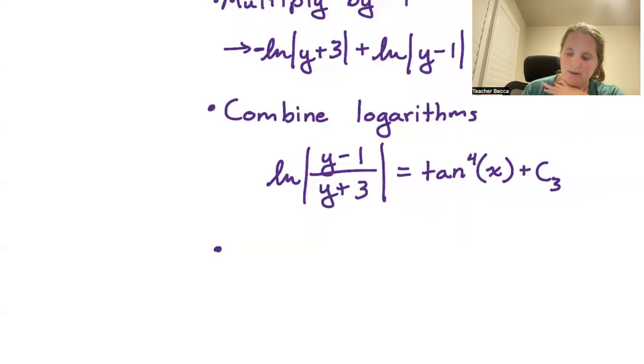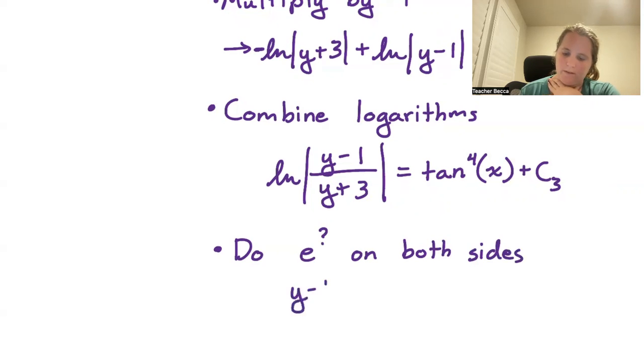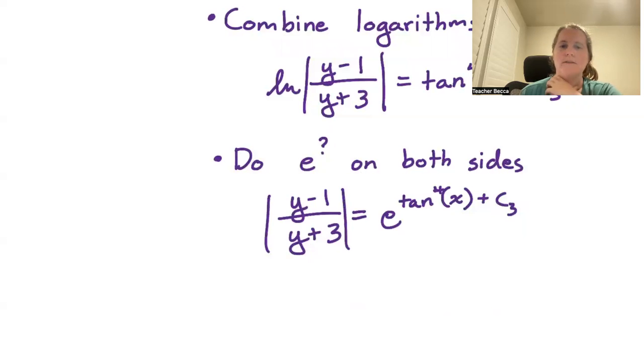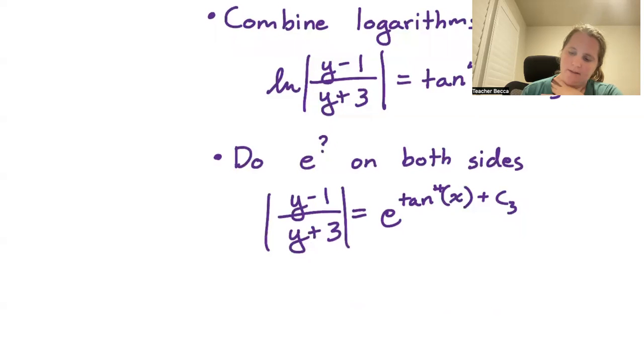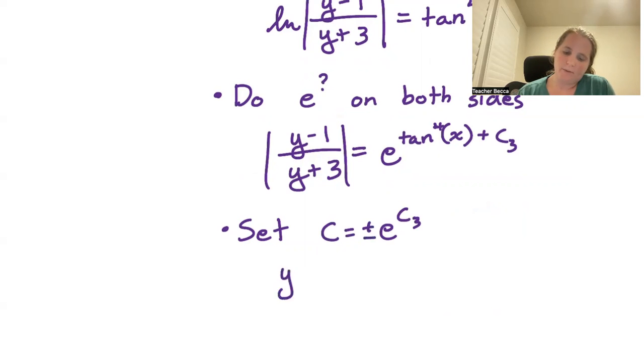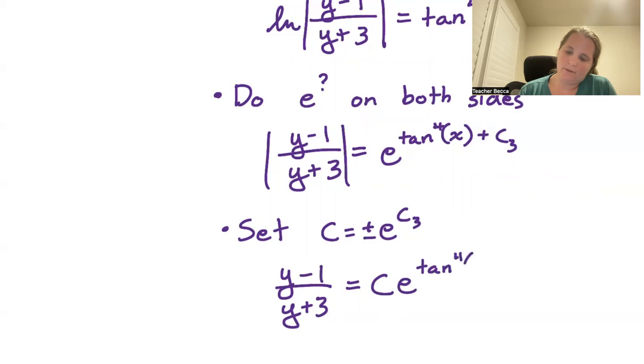Then we could do e to the power of both sides if you wanted. So this will become y minus 1 over y plus 3 is equal to e to the tangent to the 4th of x plus c3. Technically there's an absolute value here still. And then we can set C equal to e to the c3, and I'm actually going to make it so it could be positive or negative to absorb that absolute value. We wind up with y minus 1 over y plus 3 is equal to C e to the tangent to the 4th of x.